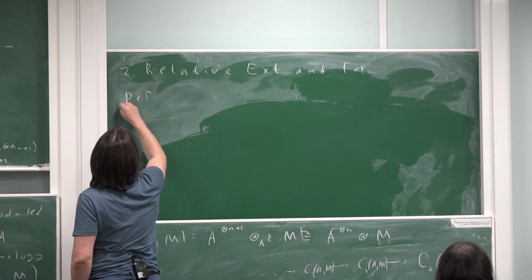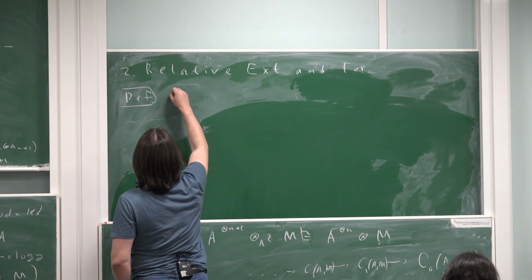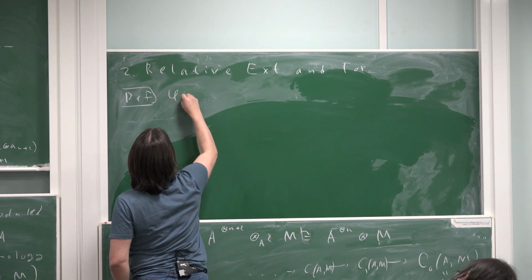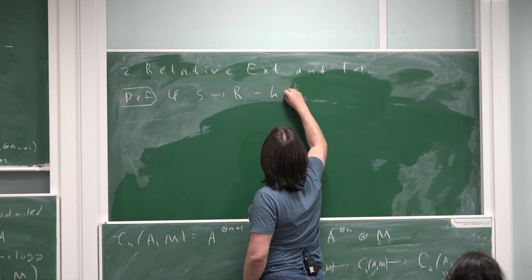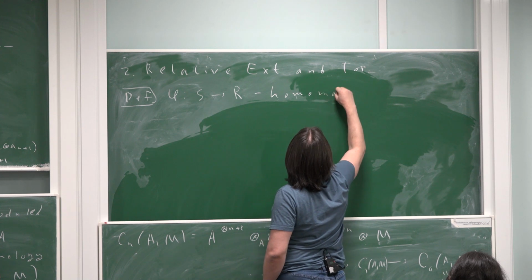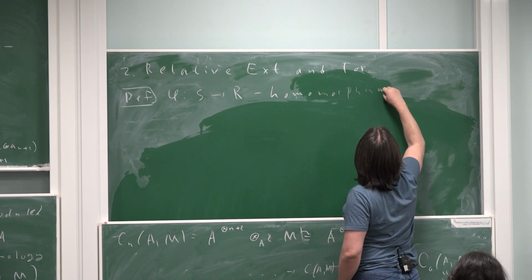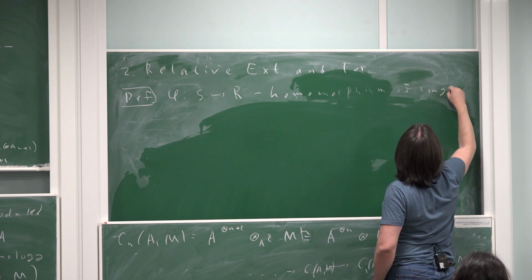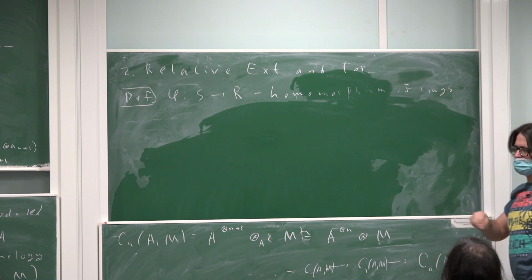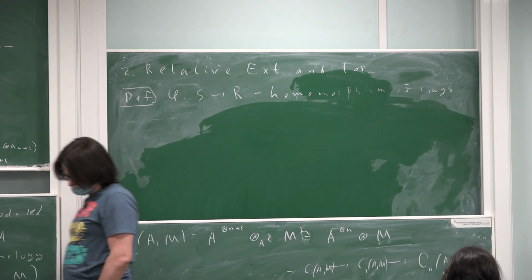So, definition. Suppose that we have a homomorphism phi from S to R, a homomorphism of rings. Our rings are always unital, and homomorphisms are homomorphisms of unital rings.